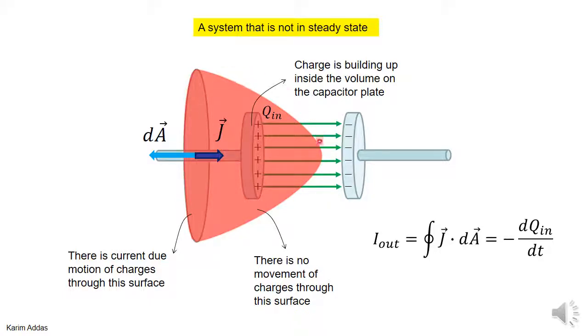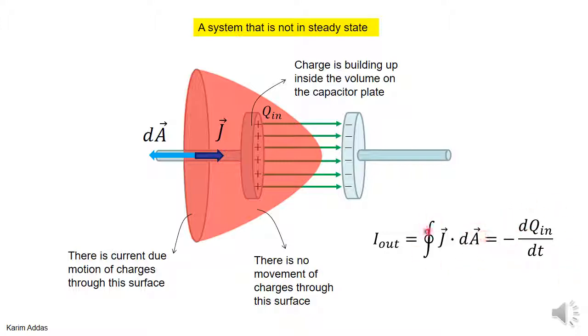The amount of charge inside the volume, inside this red closed surface, is changing with time. It's not staying the same. The capacitor plate is getting more and more positive. dQ_in/dt is not 0. It has a value. And in this particular case, dQ_in/dt is positive. So this right-hand side is negative.